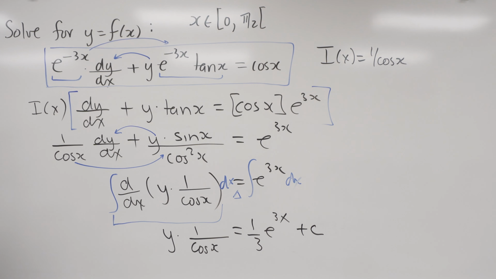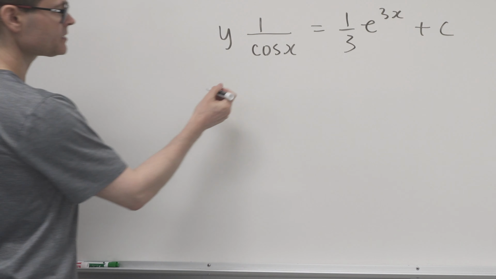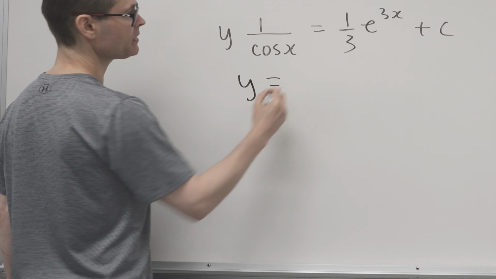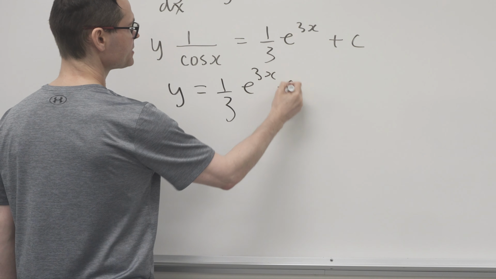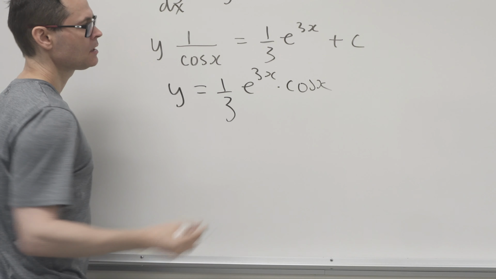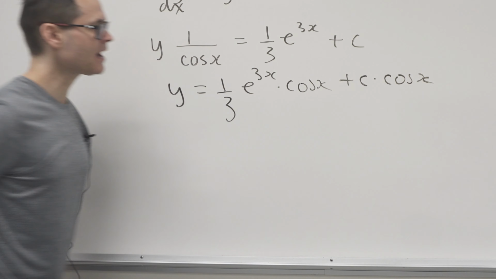And, well, we've kind of done it. Now, what I could do is just multiply through by cos x here. So this leaves us with y on the left-hand side equals 1 over 3 e to the 3x times cos x plus c times cos x.